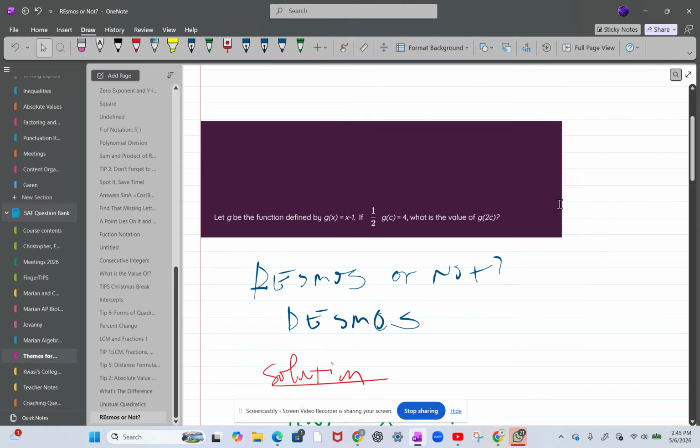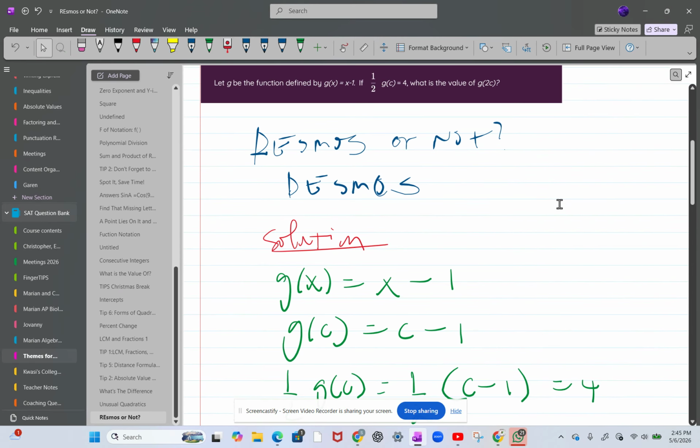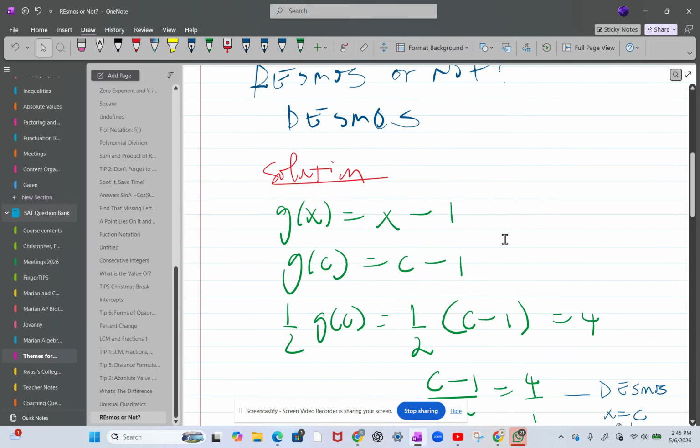You have a function that's defined for you, and then it's whether to use Desmos or not. Well, you can, but you have to understand what's going on first. That's what I tell everyone: first, understand what's going on. The function is defined for you, and once that is done, if you understand what to do with that information, it's easy.